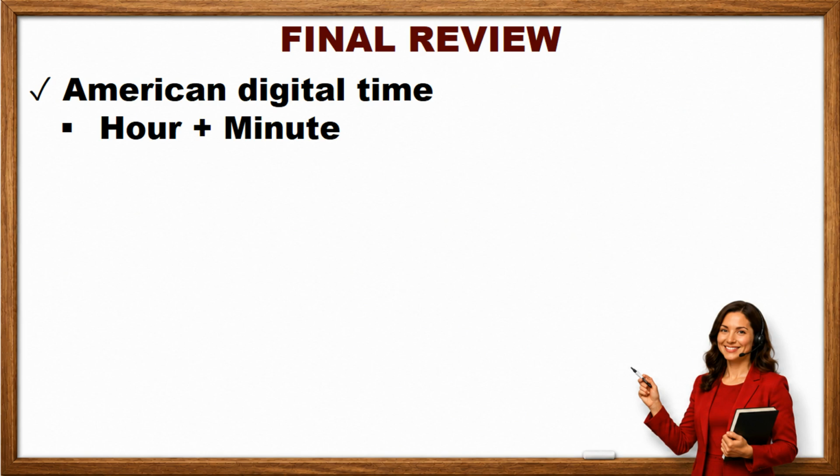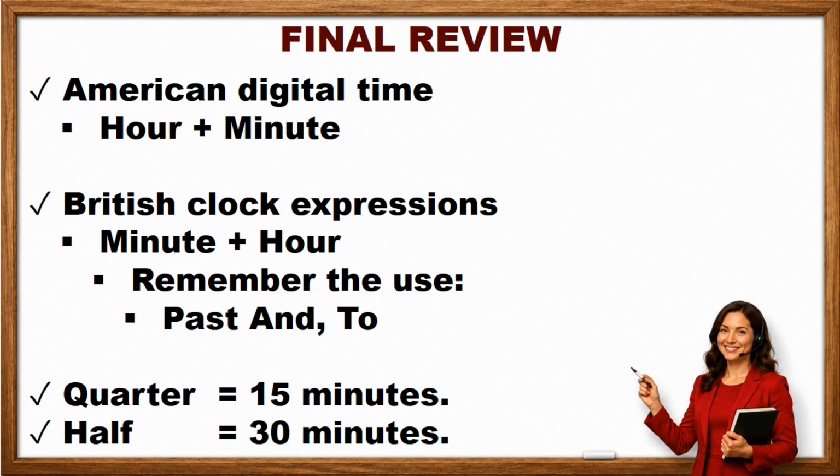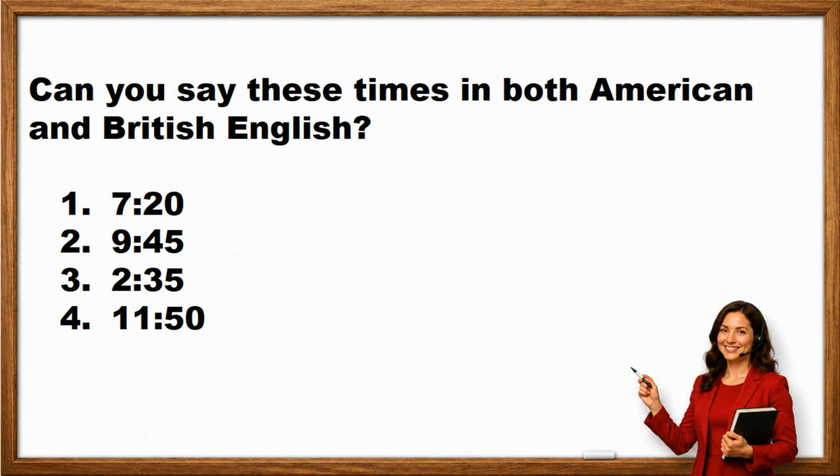Final review. American digital time. Hour plus minute. British clock expressions. Minute plus hour. And remember the use of both past and to. Quarter equals 15 minutes. Half equals 30 minutes. Now, here's today's challenge. Can you say these times in both American and British English? 1. 7:20. 2. 9:45. 3. 2:35. 4. 11:50. Write your answers in the comments below.